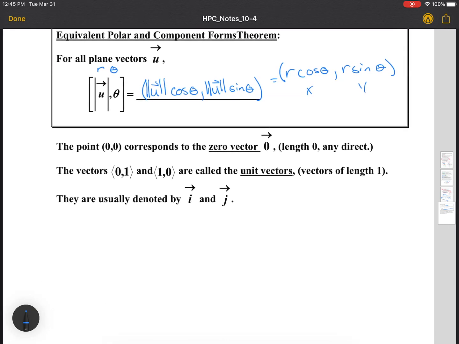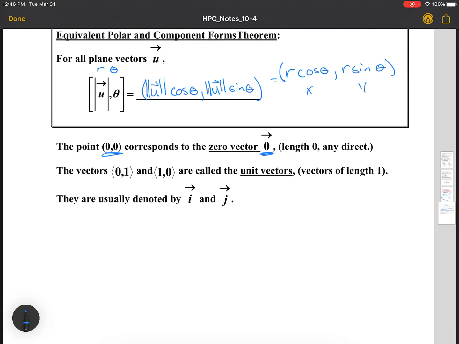And the last thing for today, the point 0, 0 in rectangular corresponds to the 0 vector. This is the symbol for the 0 vector. That just means it's a point, because it has no direction. It's sitting at the origin. It has length 0 and it can go in any direction.